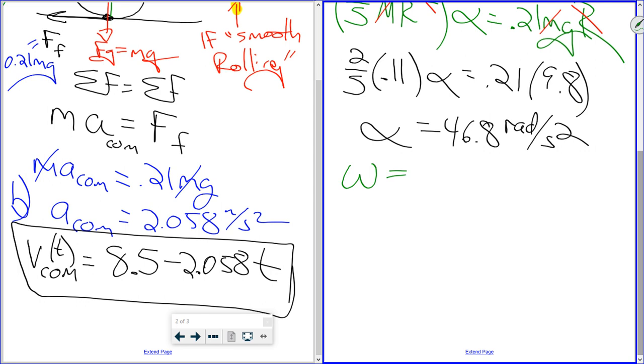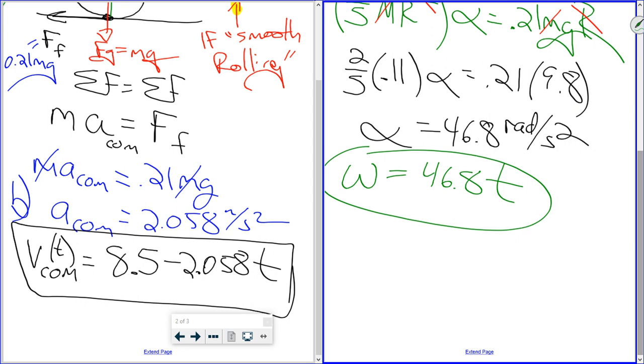All right. So omega is alpha t, right? So 46.8 times t, right? So now what do I do? Sorry, I lost you. How did I get this? It's final velocity equals alpha times t plus initial velocity. And the initial angular velocity is 0.